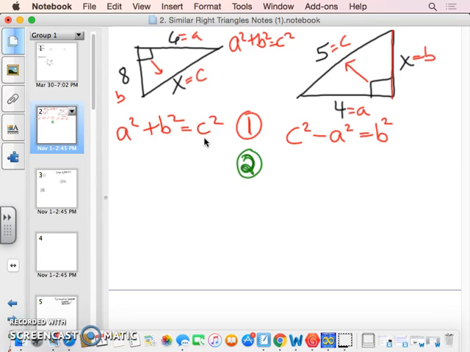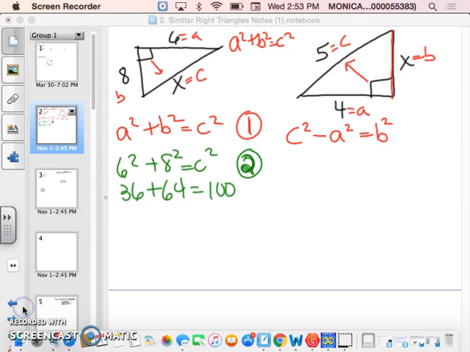So here I've labeled my legs and my hypotenuse. So this is going to be 6 squared plus 8 squared equals c squared. Well, 6 squared, you can just type this in your calculator, or you can do 36 plus 64, that's equal to 100.